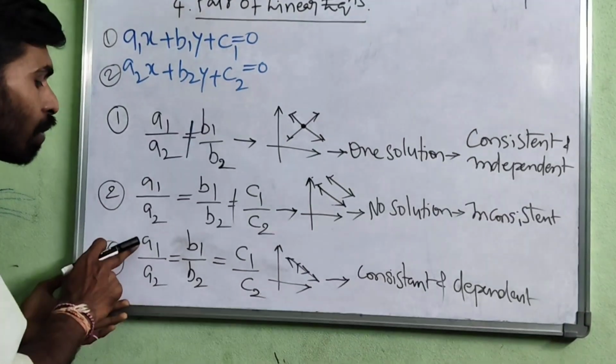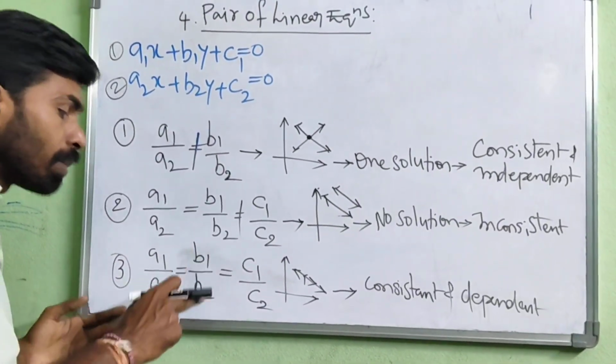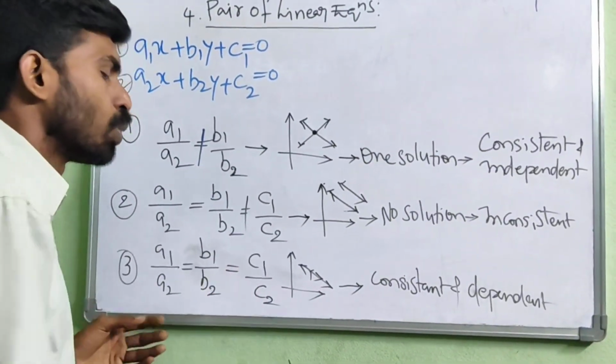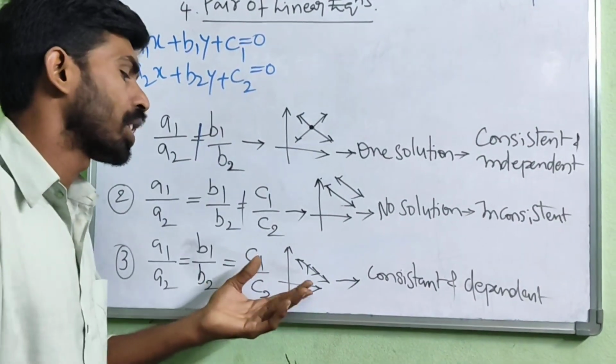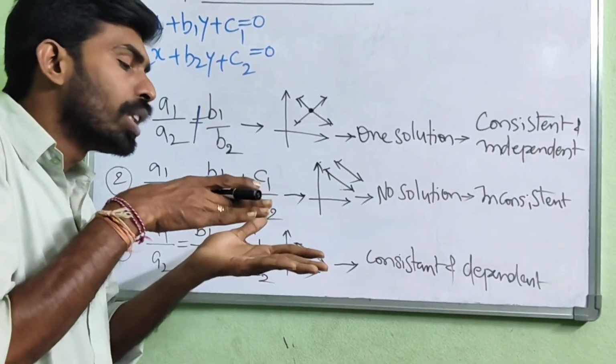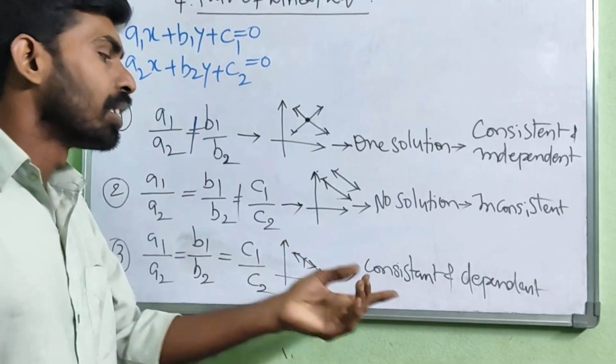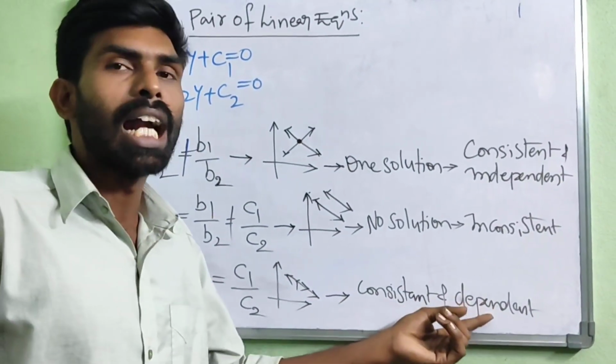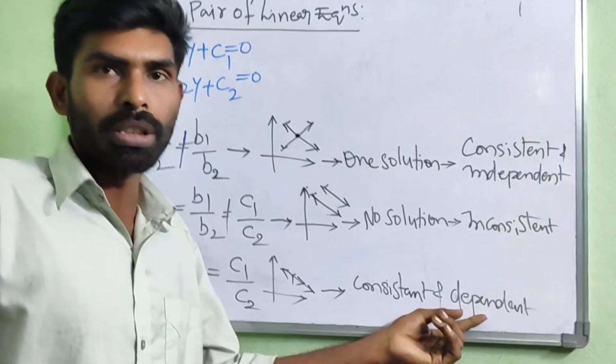Next, if a1 by a2 is equal to b1 by b2 equal to c1 by c2, that means there are a number of solutions. The two linear lines coincide. The condition is consistent and dependent equations.